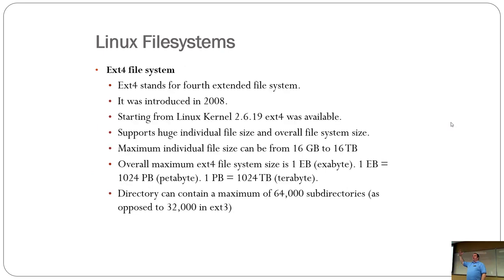Then EXT4 came out. Anybody want to guess what EXT4 stands for? The fourth extended file system. Came out in 2008. Came out with their kernel 2.6.19. The big perks of it was huge file sizes and file system sizes. An individual file can go up to 16 terabytes. The maximum size for an EXT4 file system is technically 1 exabyte.